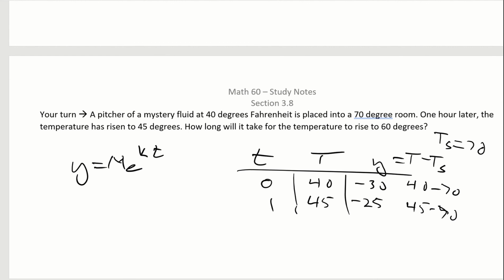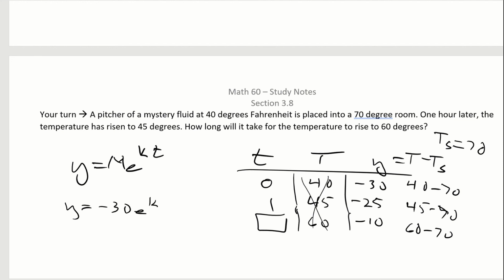So the question is, how long will it take for it to rise to 60 degrees? So put a 60 here, and the question is, how long does that take? Well, you still have to go 60 minus 70 is minus 10. So we're going to cross out the t and use the y, and it's the same problem. So the first thing you got is y is the initial, negative 30 e to the kt. That's your first part.